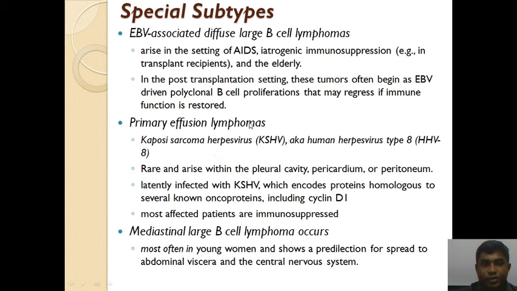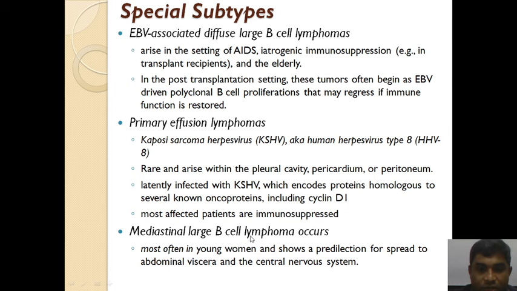And primary effusion lymphomas are large B-cell lymphomas associated with viral infections like Kaposi sarcoma virus. They are rare and they usually involve the serous cavities or the body cavities like the pleural cavity, pericardium, etc. Usually, otherwise, DLBCL is a disease of the lymph nodes.